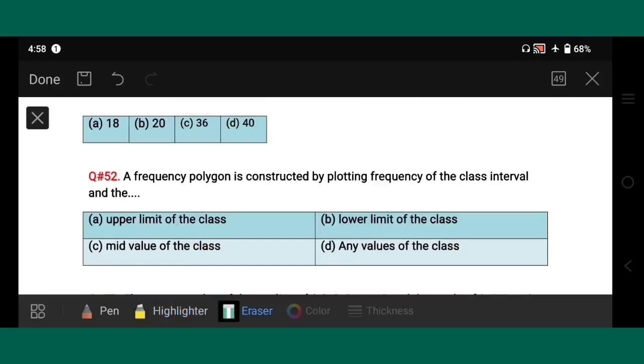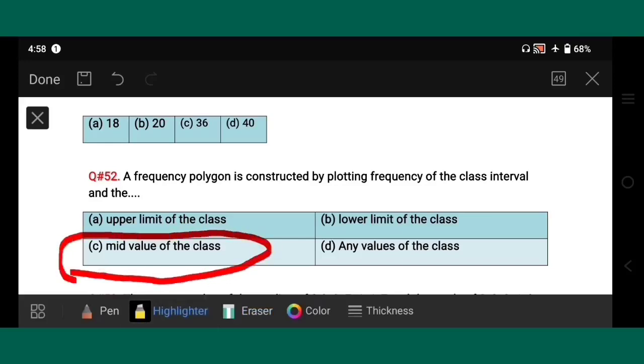Question number 52. A frequency polygon is constructed by plotting frequency of the class interval and the blank. Options are upper limit of the class, lower limit of the class, mid value of the class, any values of the class. So here the correct option is mid value of the class.